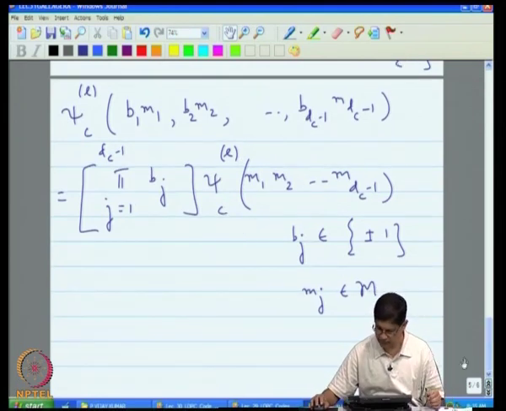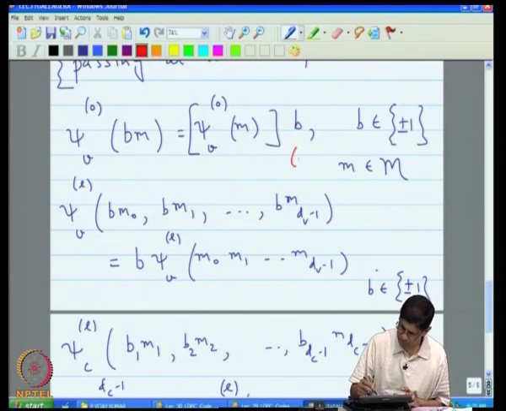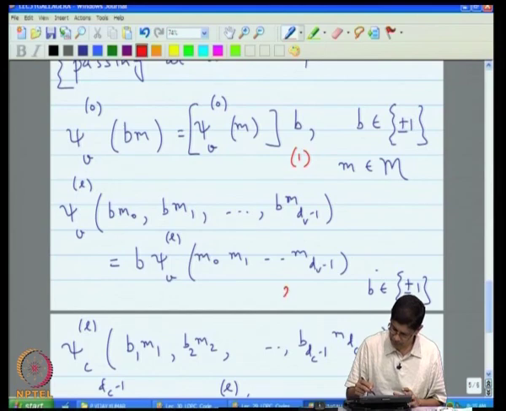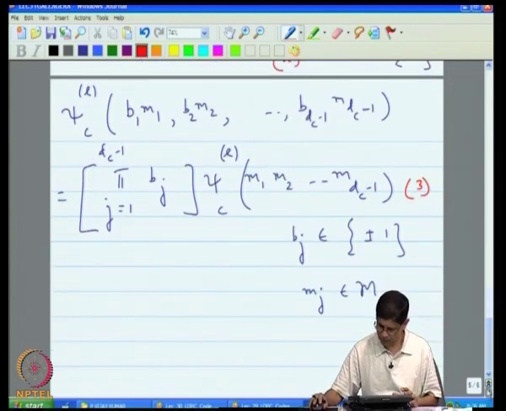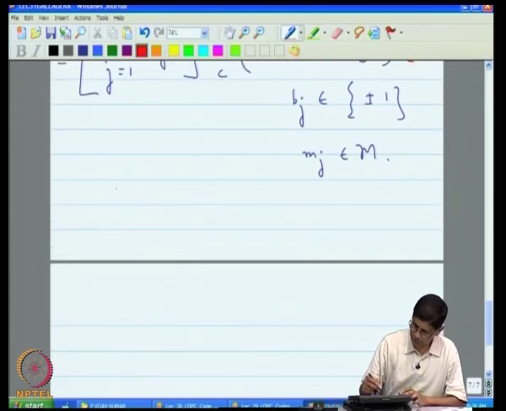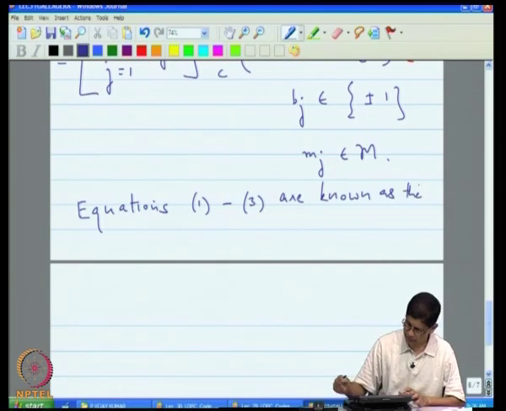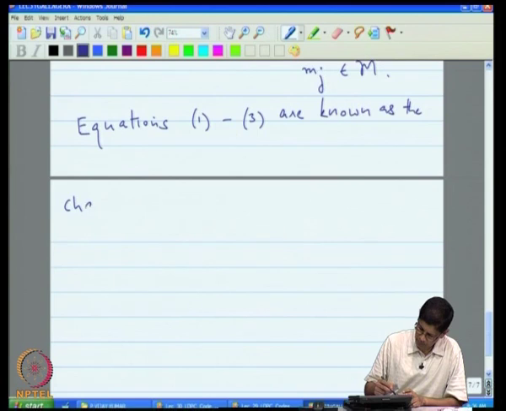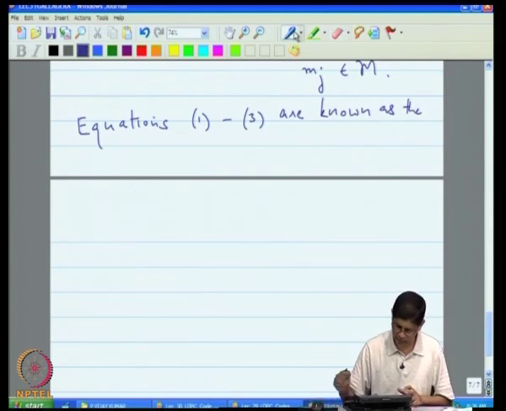Okay. So, let us give these conditions numbers: this is 1, this is 2, and this is 3. So, equations 1 to 3 are known as the channel symmetry conditions, and the variable and check node symmetry conditions.